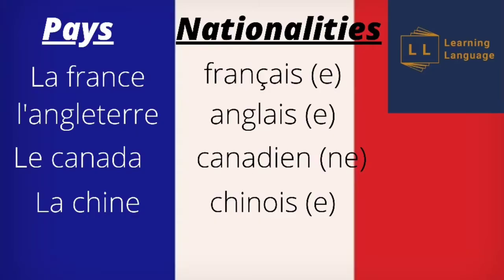Let's start. Pays, nationalités. Okay, now in the pays section, you have all the countries written in French. Then the nationalities, and in the bracket is the feminine form of it. Okay, which you can convert by adding either E or NE respectively. La France, Français, Française. Française is the feminine version of Français.